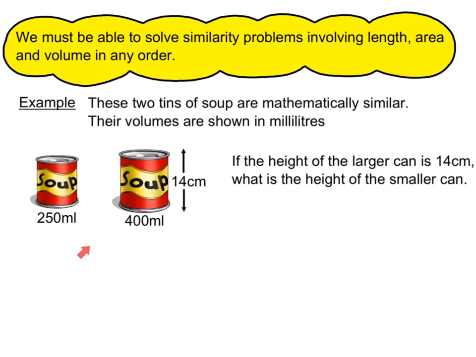Now, this is where it's different. Usually you would be given two lengths, and in this case you're given two volumes and you're asked for a missing height here. So a different layout to what's common. So we'll have a look at what we've done over the previous few lessons on this and see if we can work out how to do this question here.